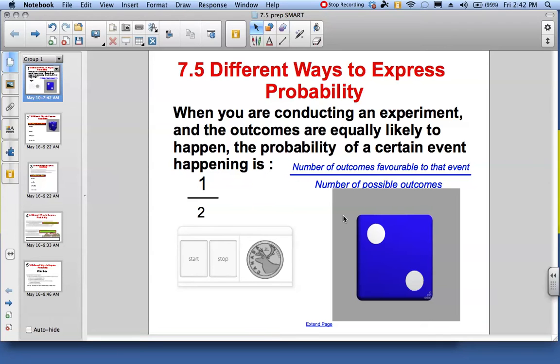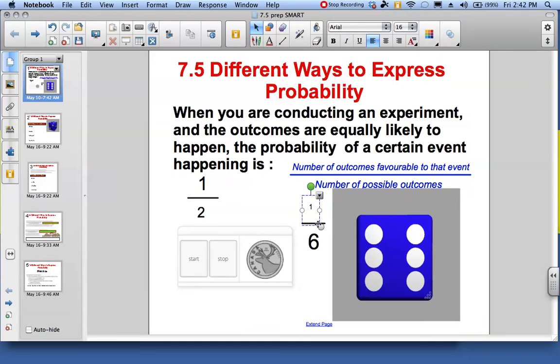To look at that a little differently, let's look at a dice. In this case, a dice has 6 faces on it, which means there are 6 numbers that could possibly come up. I could roll a 1, a 2, a 3, a 4, a 5, or a 6. So, if I roll the dice, there you go, I got a 6. What's my probability of getting a 6? Well, it's 1 out of 6.